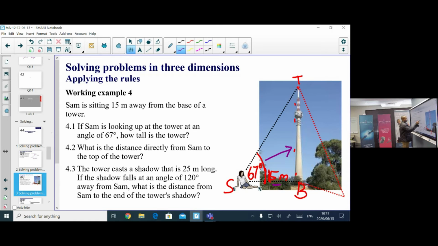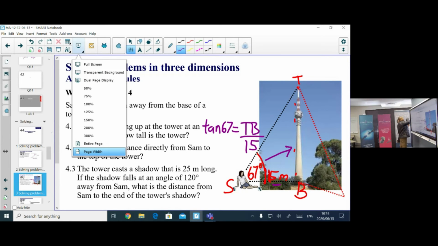So for example, to find TB here, we would use the tan function. So you have something like tan 67 equals opposite, which will be TB, the one we are looking for, over 15. So you make TB the subject of formula, you get your side TB. But let's look at the working of it so that we can easily follow it as we go.